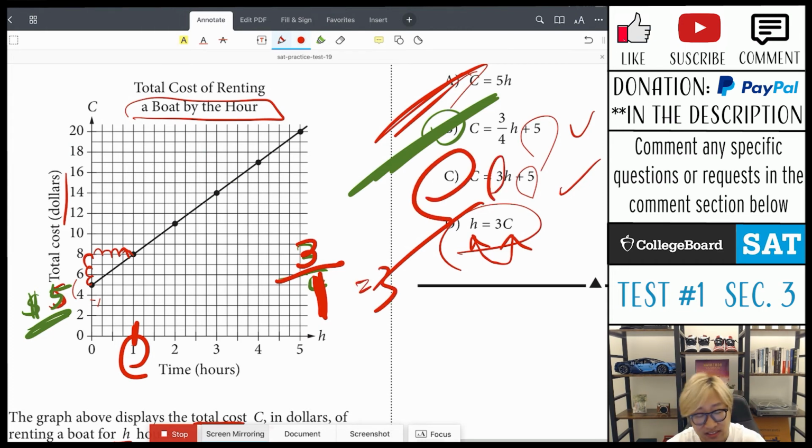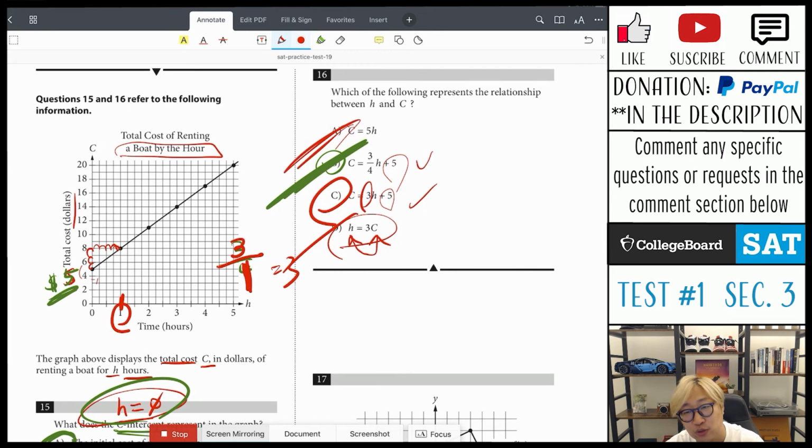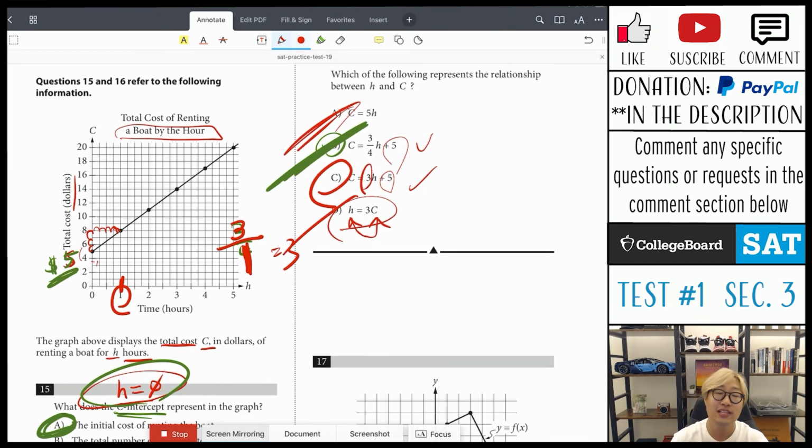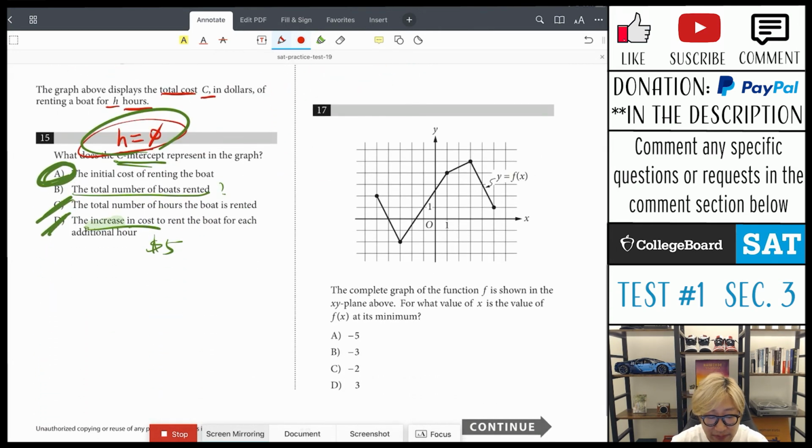Don't fall for this College Board mistake. They're going to do this every single test I'll be going over from now on to trick you. Don't fall for this. They're going to do this continuously, on and on. Don't fall for that.